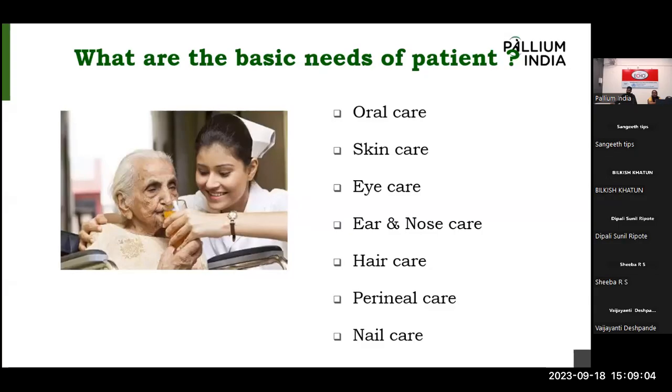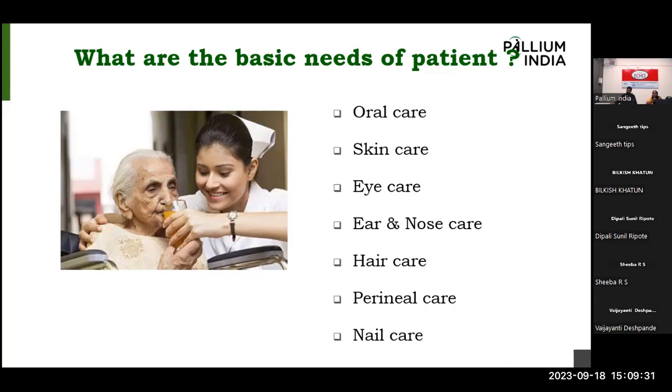Request we will do for ourselves. Okay, we all know that. But for a bedbound patient, just imagine they need to do something, but they can't. So for paraplegic patients, they want to do oral care, but they are not able to walk. They are in bed, so they need help.